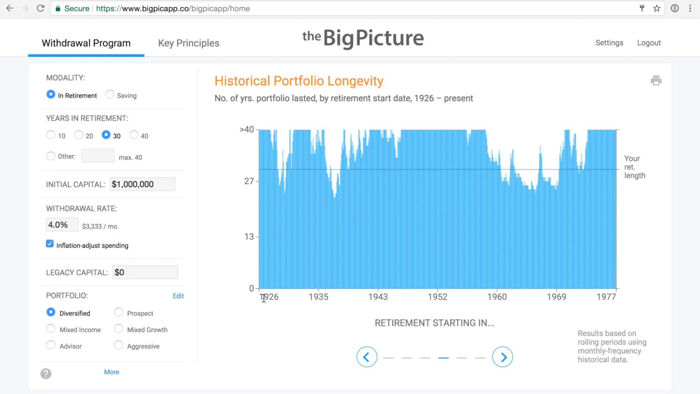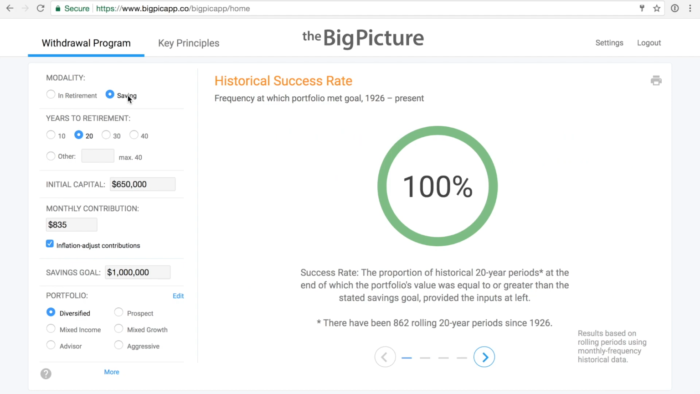There are two other features to the app. The first is a saving modality for pre-retirees. In this modality, rather than drawing down a portfolio, we are contributing to it. So now the app is computing the proportion of historical occasions that a given portfolio reached or exceeded a certain savings target, provided monthly contributions of whatever amount you'd like to illustrate. This modality helps pre-retirees or savers in general to assess the likelihood of reaching their goal for accumulating capital at different savings rates and using different asset allocation strategies.